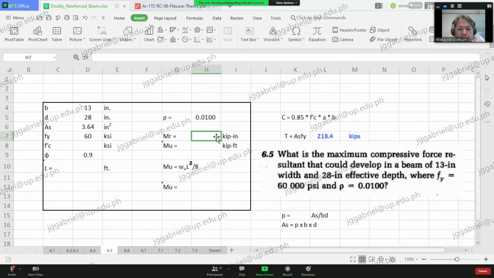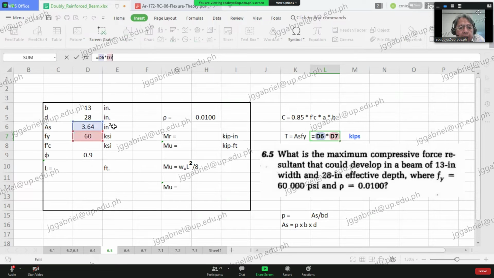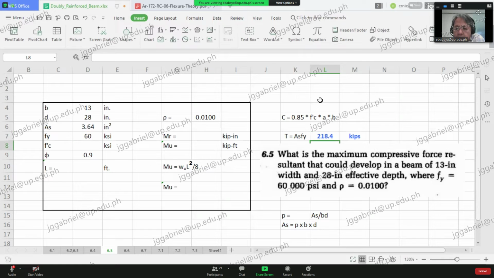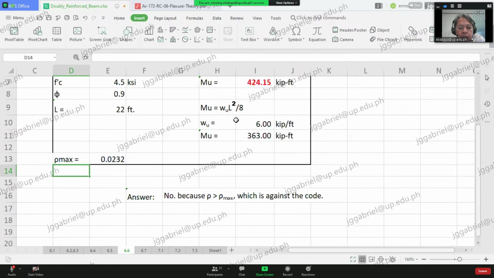But you are not asked for the resisting moment dito, di ba? You are asked for either this or this because they're just equal. For this one, for the tension, we can just multiply Fy and As. Okay? So the answer is 218.4 kips. Okay? Nagets natin? Did you get it? Okay, good. Let's proceed to 6.6.